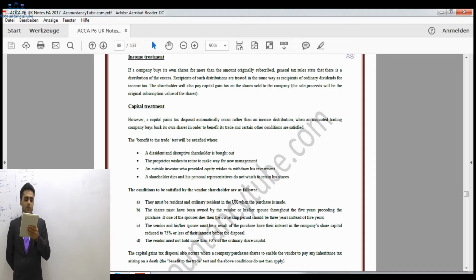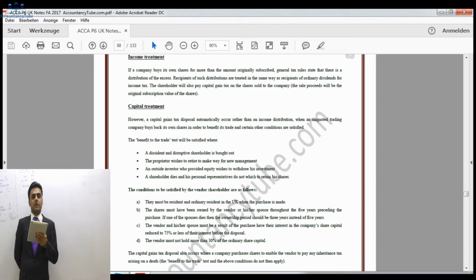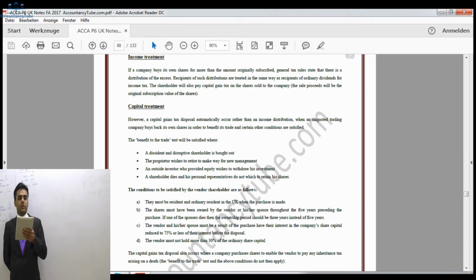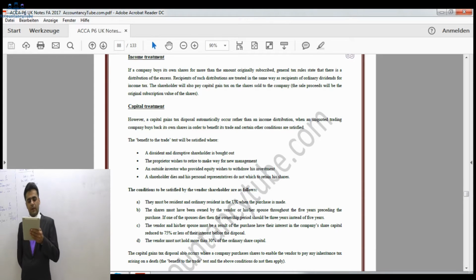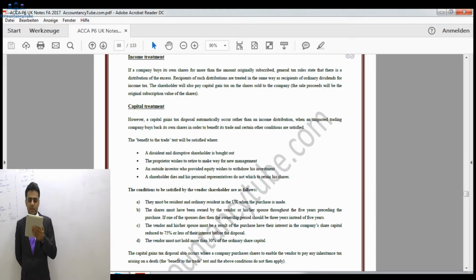Then finally it says that the vendor shareholder must not hold more than 30% of the ordinary share capital. So the vendor must not hold 30% in the company. If the vendor holds 30%, then this condition will not apply either. Now after that, it says the capital gains tax disposal also occurs when a company purchases shares to enable the vendor to pay inheritance tax arising on death.